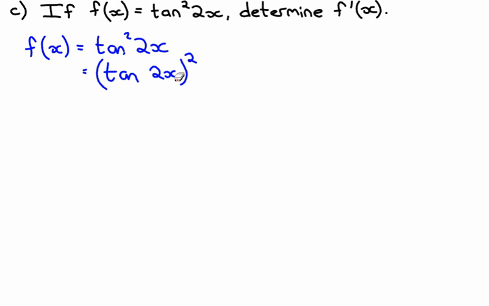So this is what my three functions would look like. I've got something squared as my first function. I've got tan of something as my second function. And I've got 2x as my third function. So let's have a look at how we're going to find our derivative. First, we differentiate the outer function, which is something squared. So it's 2 times that something.